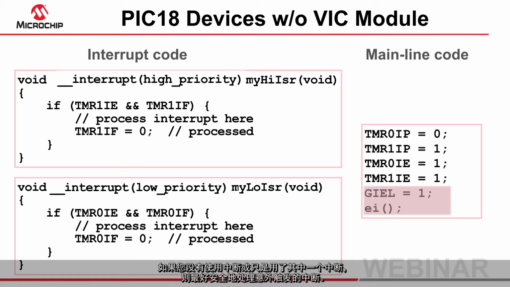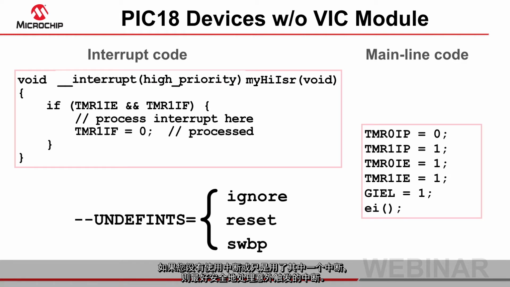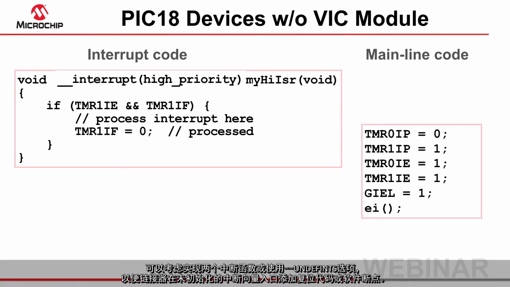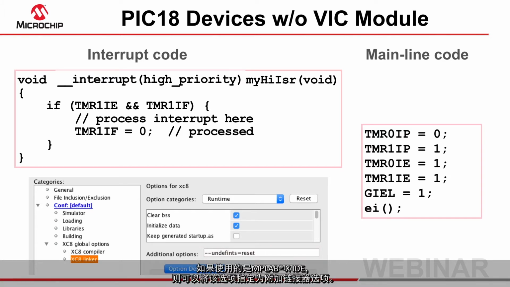If you are not using either or both interrupts, it is a good idea to safely handle interrupts that are triggered unexpectedly. Consider implementing both interrupt functions, or use the --undef_ints option, so that uninitialized vectors can be programmed with code to execute a reset or software breakpoint if that interrupt should occur. This option can be specified as an additional linker option if you are using MPLAB X IDE.